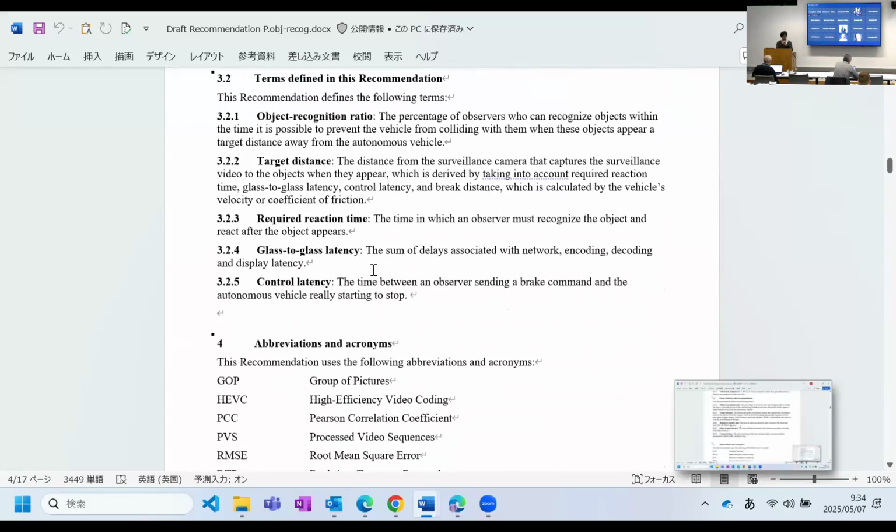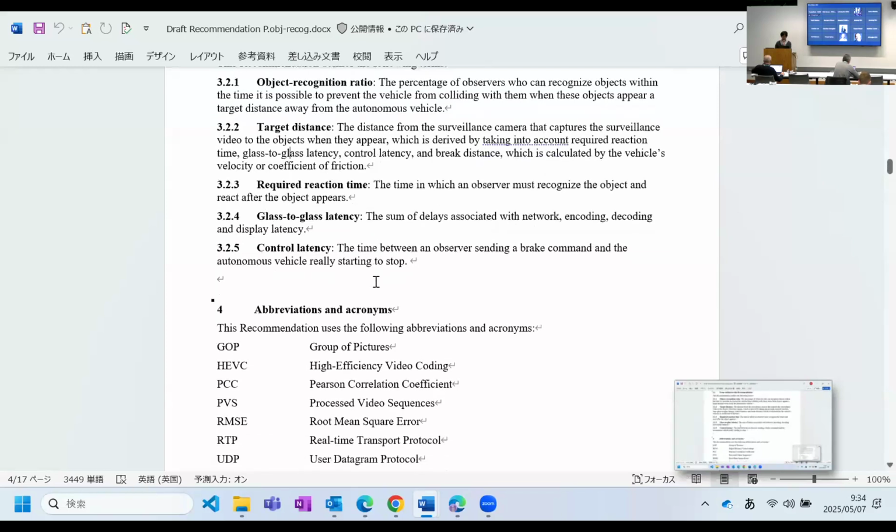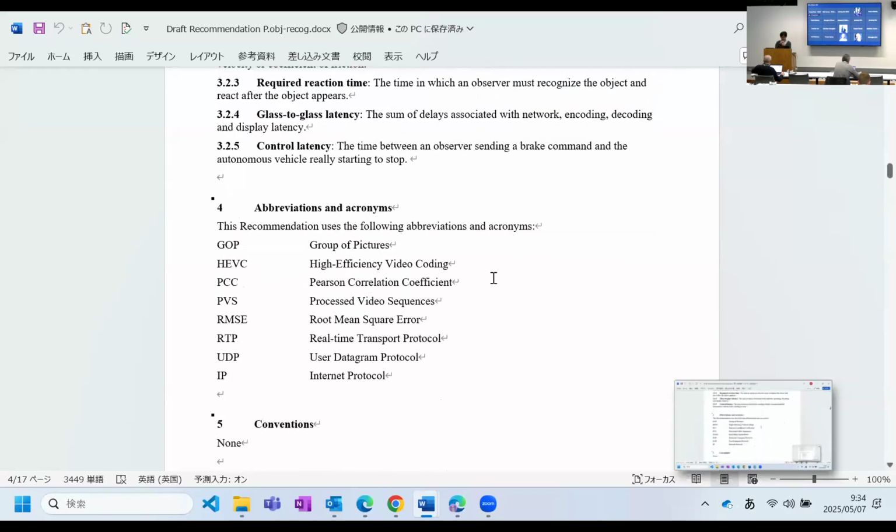Then the next section shows the abbreviations and acronyms of this recommendation. This recommendation uses the following abbreviations and acronyms: GOP, NHVC, PCC, PVS, RMSC, RTP, UDP, IP, and others are shown in this recommendation.